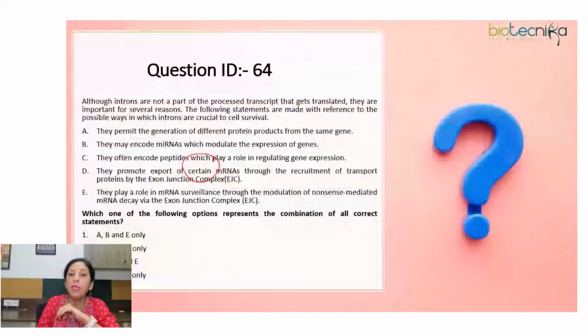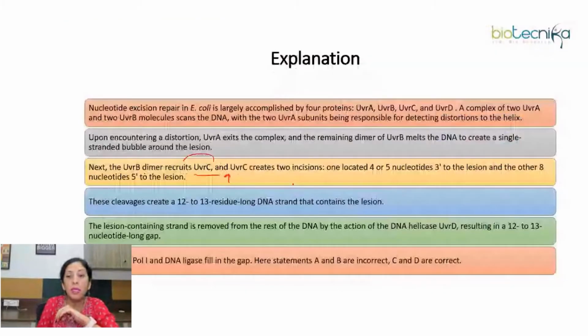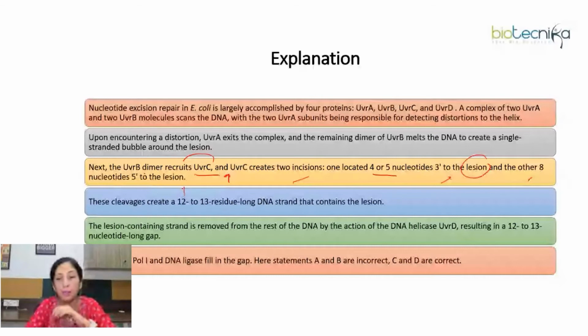UvrC further creates two incisions, one located 4 or 5 nucleotides 3' to the lesion, and the other 8 nucleotides 5' to the lesion. So approximately a 12 nucleotide long stretch is removed. Okay, I repeat, approximately a 12 nucleotide long stretch is released, of course including the lesion.